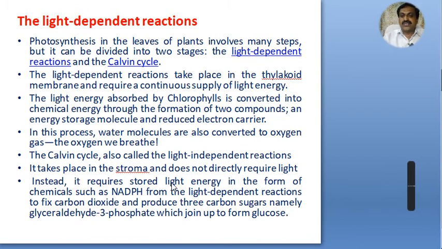Instead, it requires stored light energy, an indirect form of light energy, in the form of chemicals such as NADPH. Whatever light energy is absorbed by the chlorophyll pigment molecules is converted into chemical energy, and that chemical energy is stored in reduced substances like NADPH. During the dark reaction, the indirect form of light present in these substances is utilized. That is why it is called the light independent reaction. What is it used for? To fix carbon dioxide and produce three carbon sugars, namely 3-PGA, that is phosphoglyceric acid.